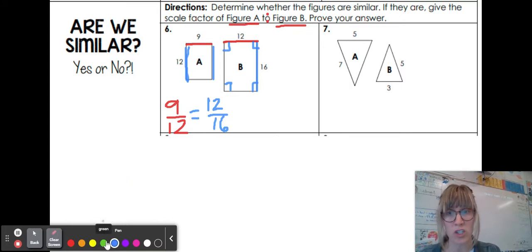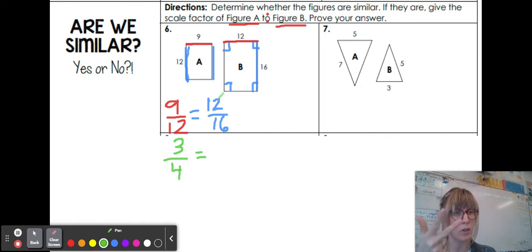Well, let's find out. One strategy you can use is you can simply simplify these. So if you simplify 9/12, I know I could divide them both by 3. So I can pull 3 threes out of 9, and I can pull 3, 6, 9, 12, 4 threes out of 12. I can do the same over here. So this is saying it's a 12 to 16. Well, I can pull 4, 8, 12. I can pull 3 fours out of 12, and I can pull 4 fours out of 16. Does 3/4 equal 3/4? Well, yes, it does.